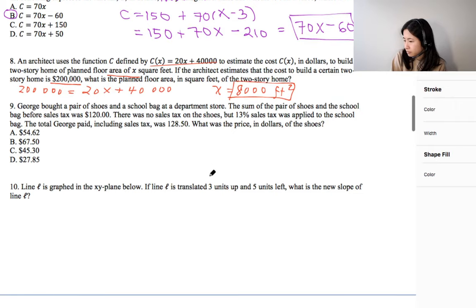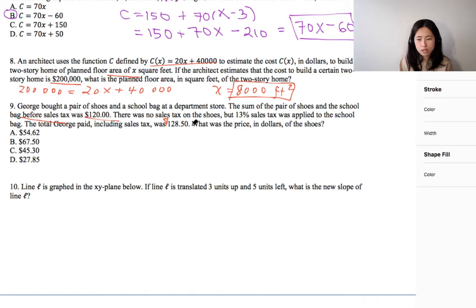Okay, so moving on to number 9. This is going to be a long one. So we have George buying a pair of shoes and a school bag at a department store. The sum of the pair of shoes and the school bag before sales tax was $120. There was no sales tax on the shoes, but 13% sales tax was applied to the school bag. The total George paid, including sales tax, was $128.50. What was the price in dollars of the shoes?